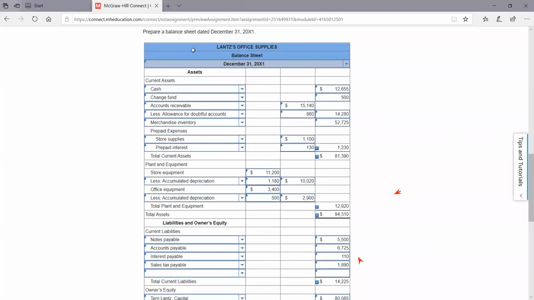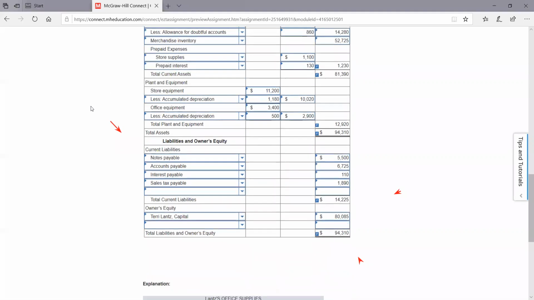We got the current asset section. So just list all the different items that are in your current assets. Notice you subtract out allowance for doubtful accounts from accounts receivable. You got inventory, prepaids, total current asset categories right there. Then you got your long-term assets, what they call plant and equipment. Notice you subtract out accumulated depreciation. That's a contra asset. You get your total plant and equipment, you add that plus your current assets, you get your total assets.